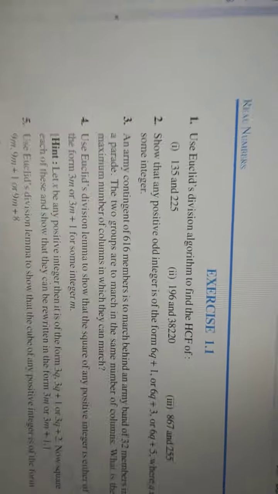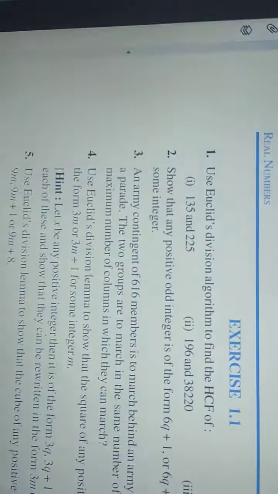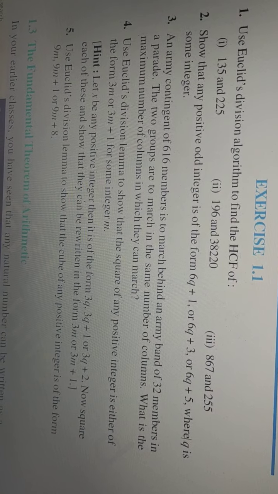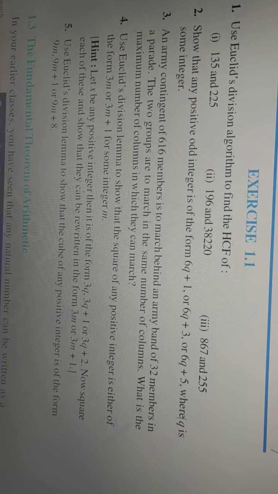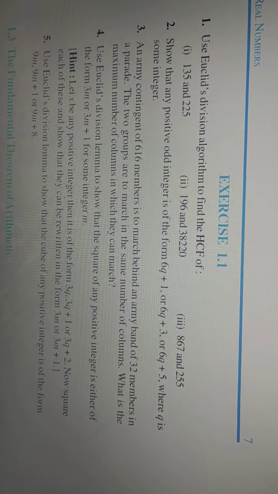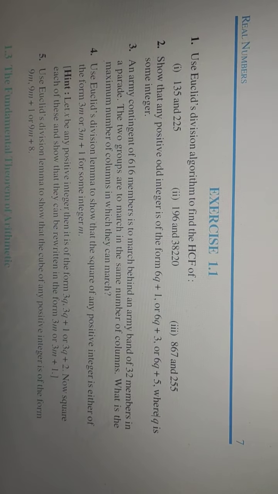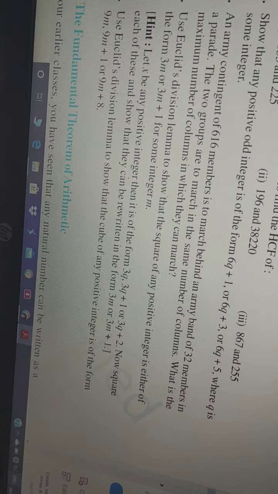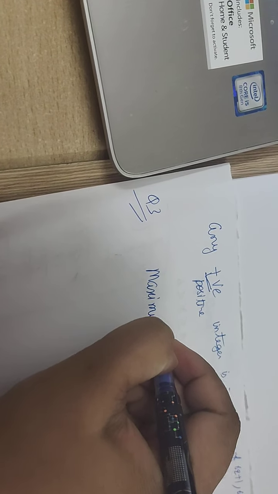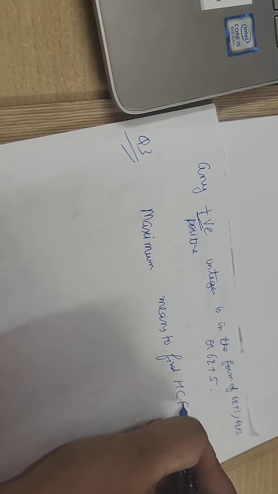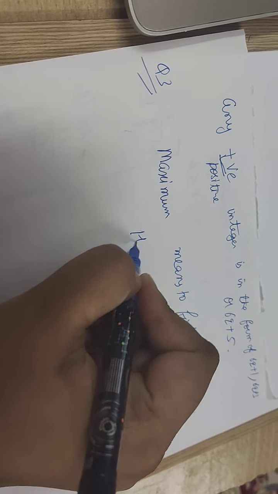They are saying an army contingent of 616 members is to march behind an army band of 32 members in a parade. The two groups are to march in the same number of columns. What is the maximum number? Bacha, you must know that when you have to find maximum, obviously it is HCF, because HCF means highest common factor.